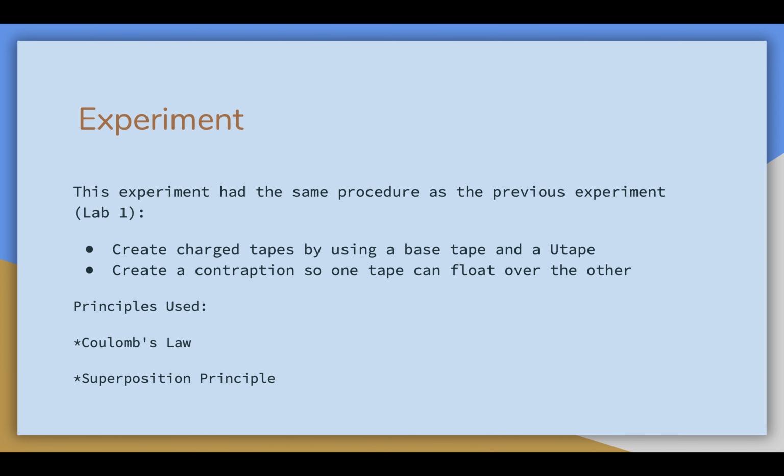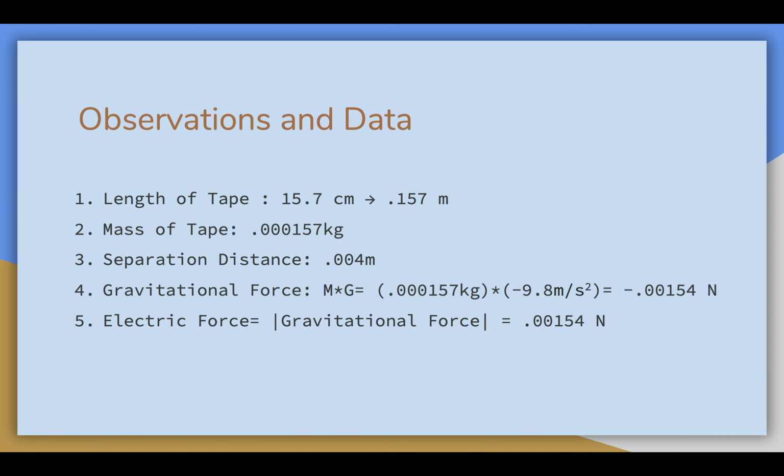The experiment for Lab 2 had pretty much the same procedure as Lab 1, where we created the charged tapes by using a base tape and a U tape and creating charges via transfer charges. And we created a contraption so that one tape can float over the other. The principles we used were Coulomb's law and the superposition principle, but the primary difference was that we did not assume a point charge. Instead, we divided the line into pieces in order to obtain a more accurate value.